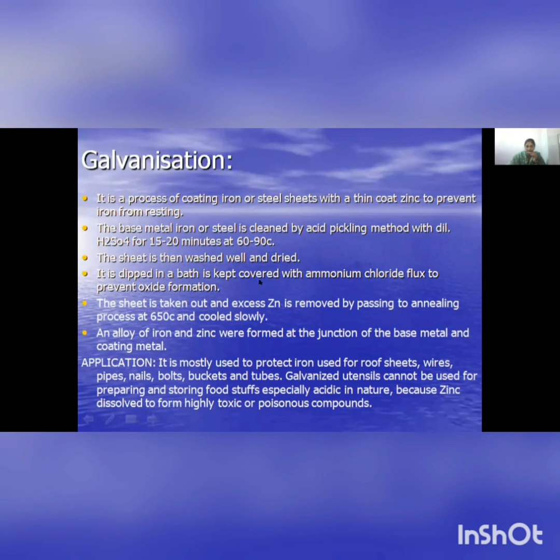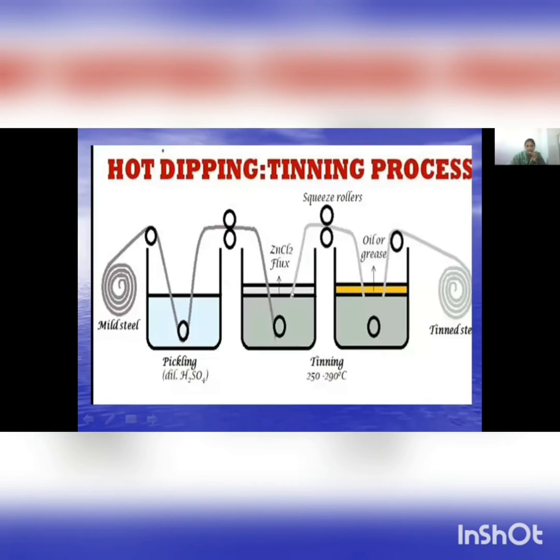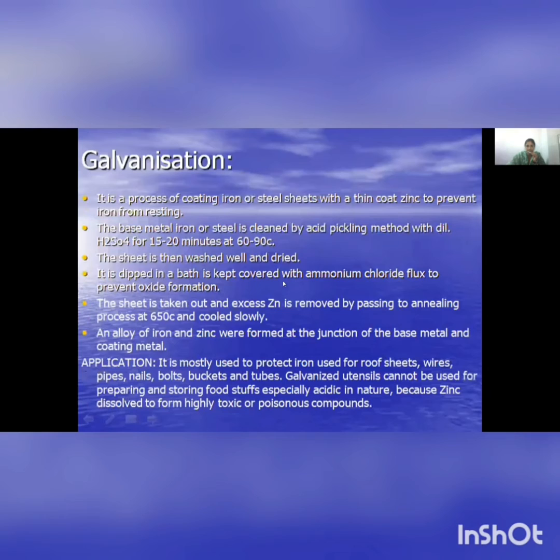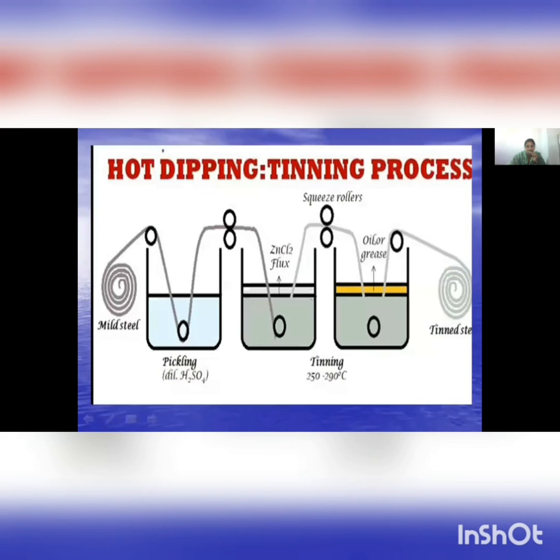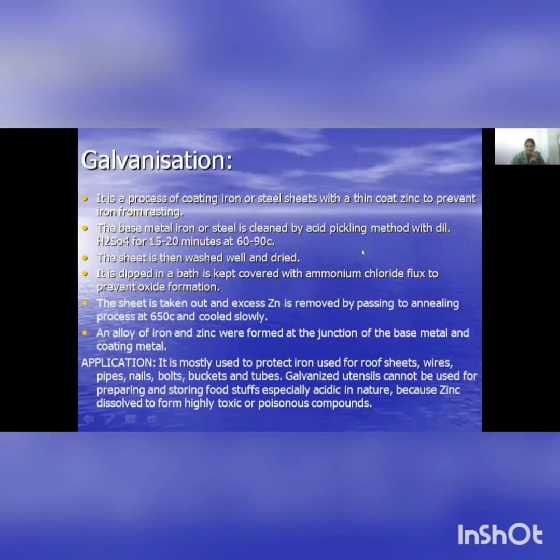The sheet is then washed well and dried, and it is dipped in molten zinc kept covered with an ammonium chloride flux layer to prevent any oxide formation. The sheet is taken out and any excess zinc is removed by passing it through hot rollers. An alloy of iron and zinc is formed at the junction of the base metal and coating metal. What are the applications of galvanization? It is mostly used to protect iron, used for roof sheets, wires, pipes, nails, bolts, buckets, and tubes, etc.